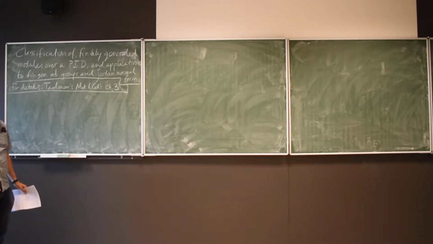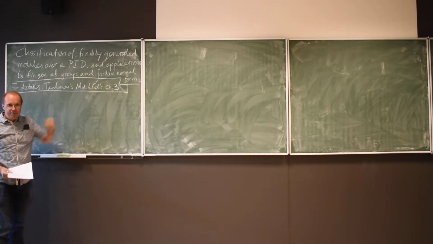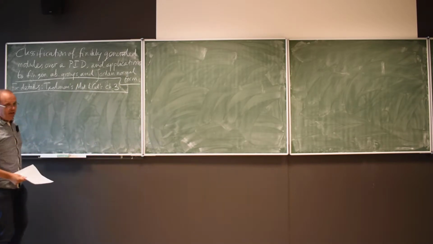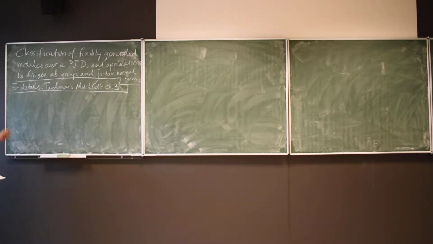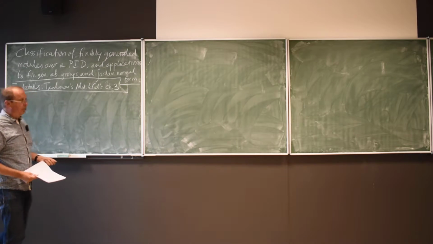Okay, so this video is about classification of finitely generated modules over principal ideal domains. It will be explained what it is, and some applications to the structure of finitely generated abelian groups, and also, maybe surprisingly, to the Jordan canonical form of endomorphisms of vector spaces over algebraically closed fields.